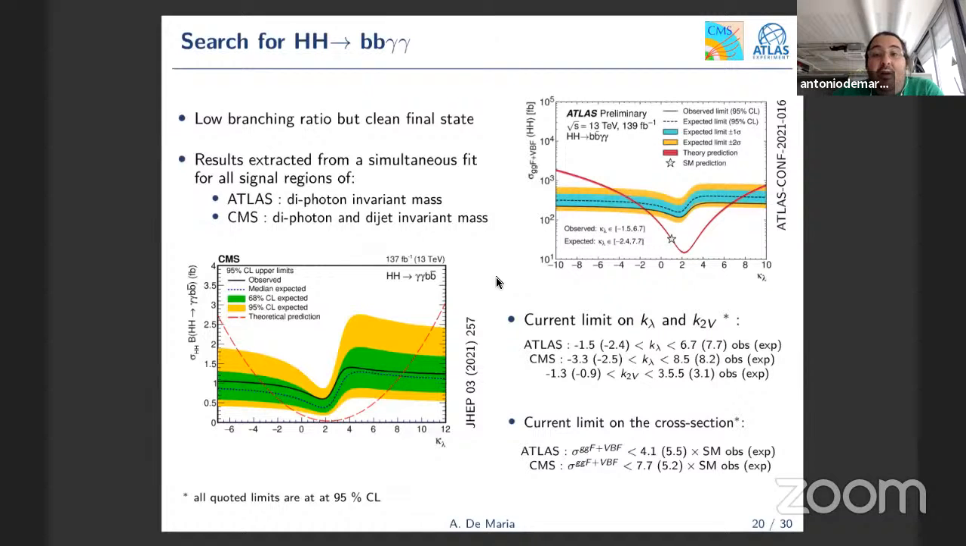Next one is bb gamma gamma. This has a low branching ratio if you consider also the single Higgs boson decay that I was talking about at the beginning of the presentation, but this is a really clean final state. In this case, the results are extracted from a simultaneous fit of all the signal regions, and ATLAS is fitting the diphoton invariant mass, while CMS is fitting the diphoton and dijet invariant mass, so it's a 2D fit. Of course, like in the other channels, we also have limits on kappa lambda and K2V, which are shown here on the slide. And we also have the cross-section limits, which are 4.1 or 7.7 times the standard model for ATLAS or CMS, again talking about observed limits.